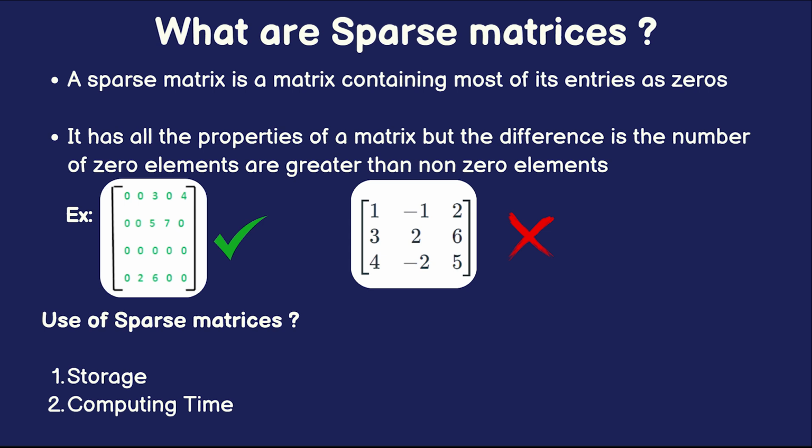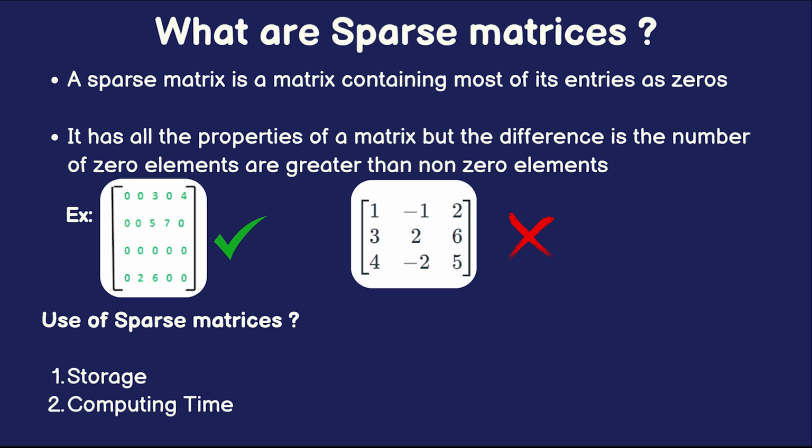So here you can see an example of a sparse matrix. If we consider the first matrix, the number of non-zero elements is less than the number of zero elements. But the second matrix does not have any zero elements. So the number of zero elements is less than the number of non-zero elements, and it is not a sparse matrix.